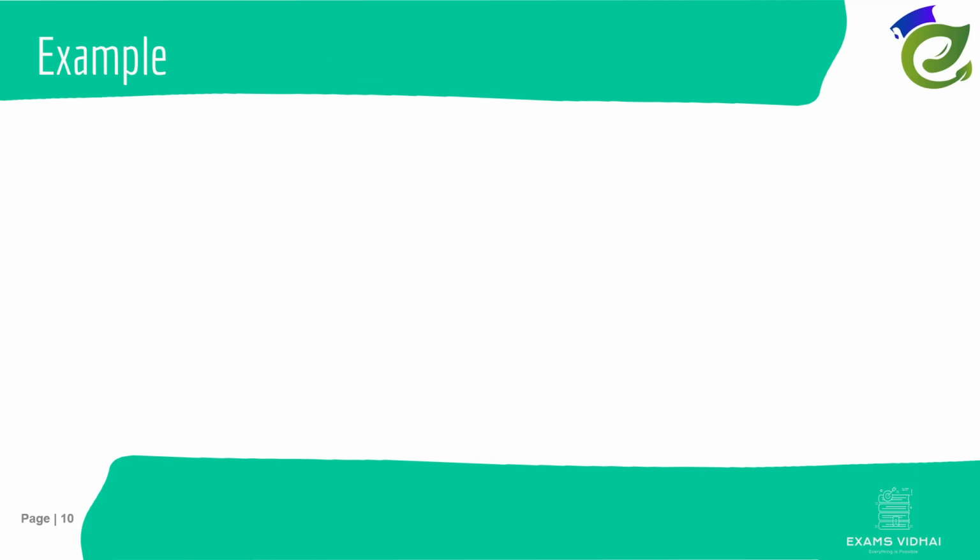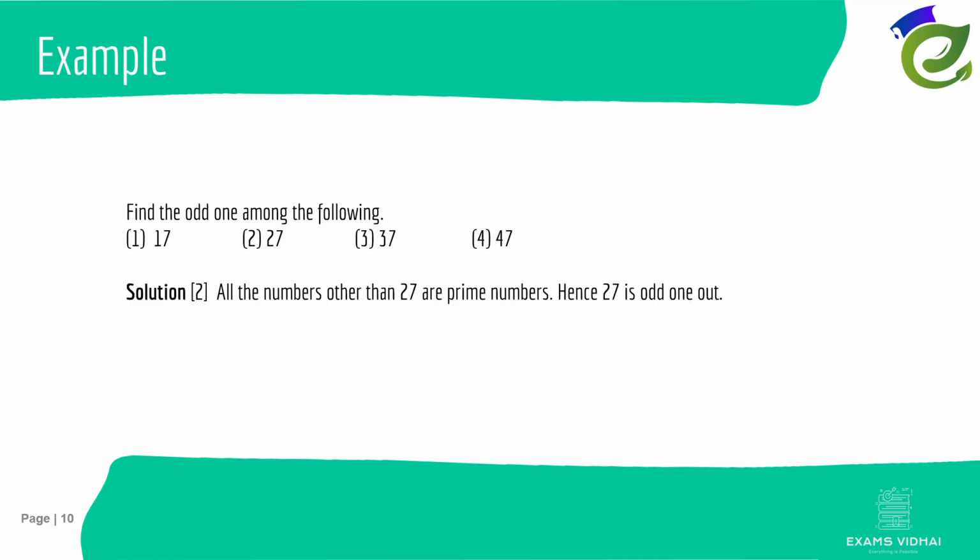So let us try and solve a question on the same. The question says, find the odd one among the following, that is 17, 27, 37 and 47. This is a very simple question. As you can see, 17, 37 and 47 are prime numbers, and only 27 over here is not a prime number. So the correct answer is option 2.